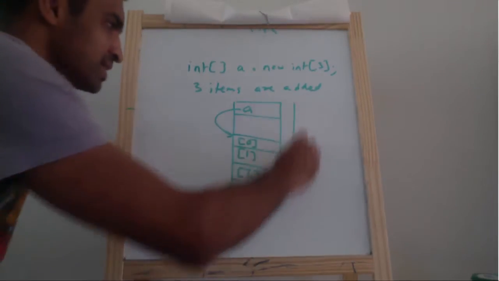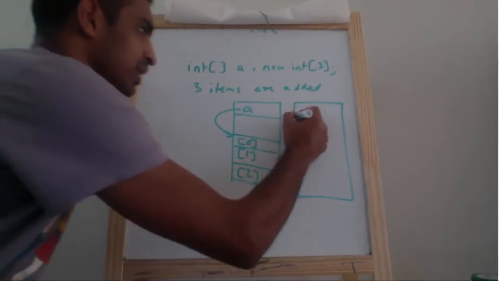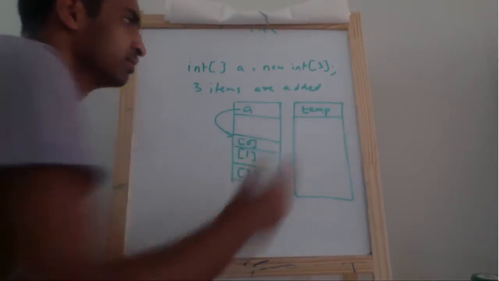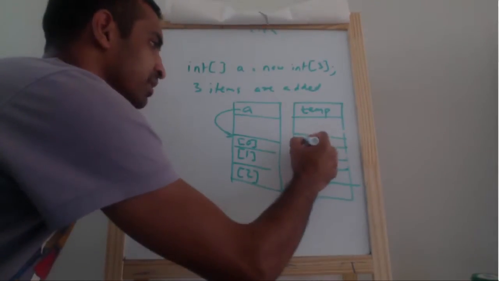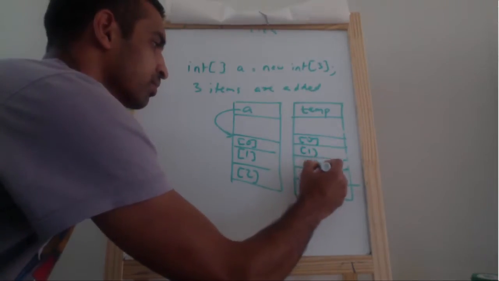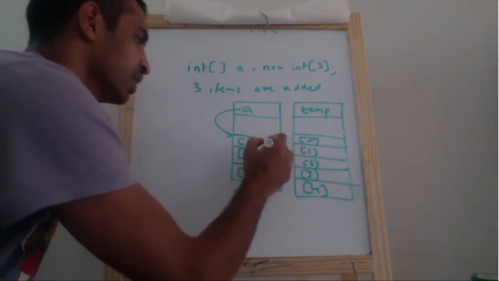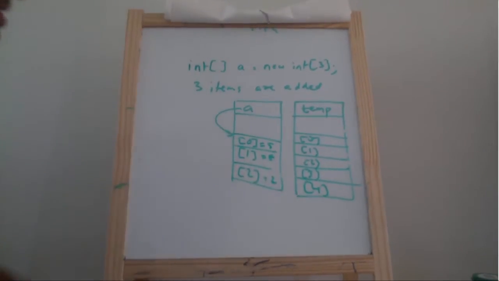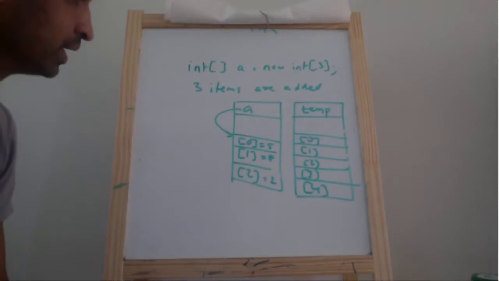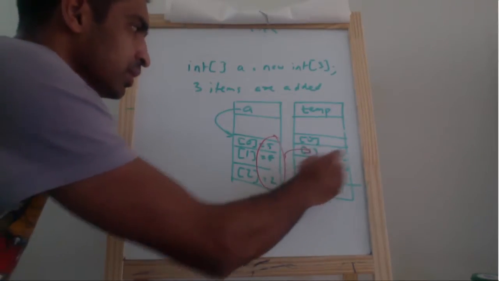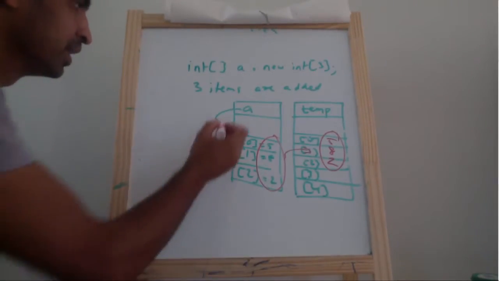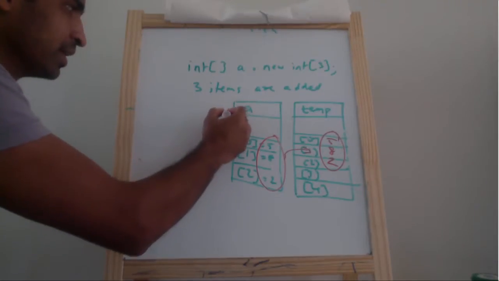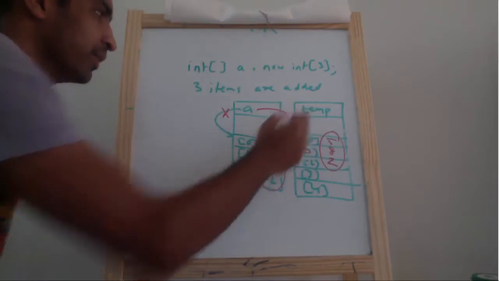What we can do is, somewhere else in the memory, when you want to add a 4th item, you can create a new array which has, let's say, 5 items. So the first step is create a bigger array. The second step is copy each item of the old array into the new array. And the third and final step is the original array A should now refer to the new array as well.